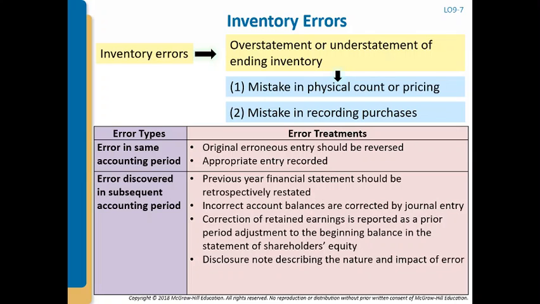And so if the error is discovered in the same accounting period, you simply make a reversing entry to the original entry and then turn around and make the proper entry.